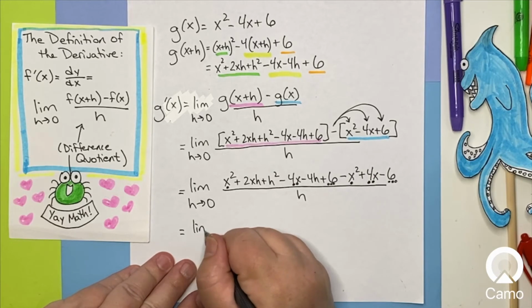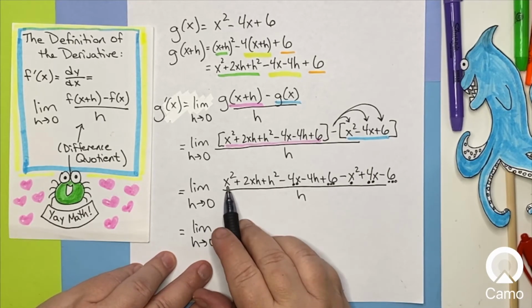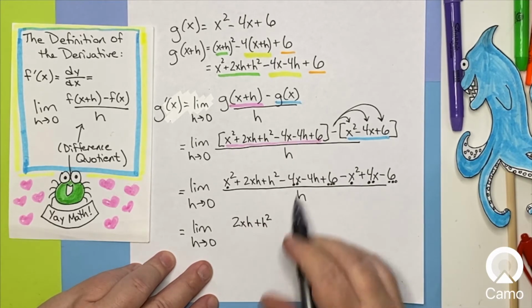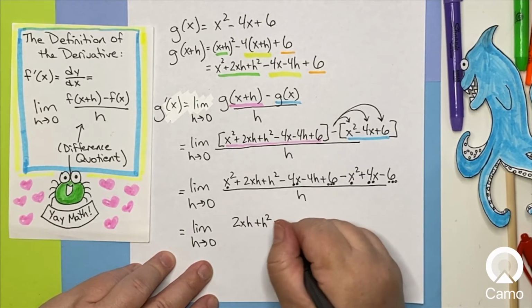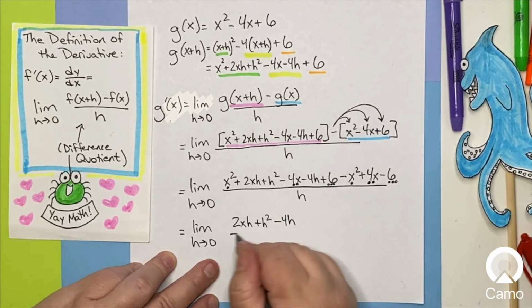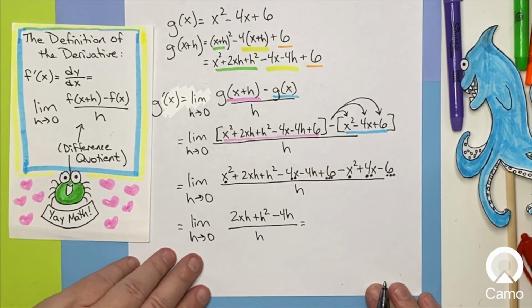So I've got the limit. We're in the home stretch. We can do this. Of, that's gone. So I've got 2xh plus h squared. That's gone. Minus 4h. That's gone. That's gone. That's gone. And then remember what the next step is.